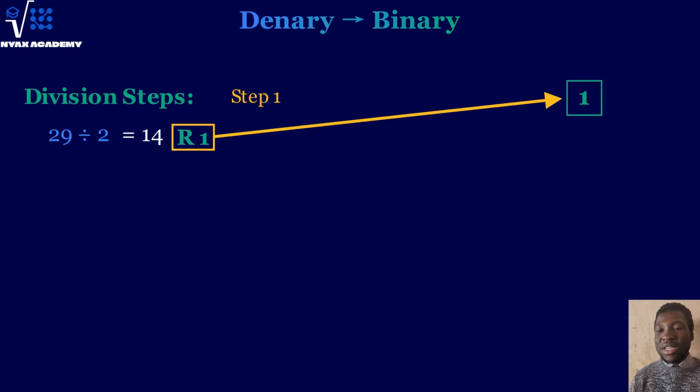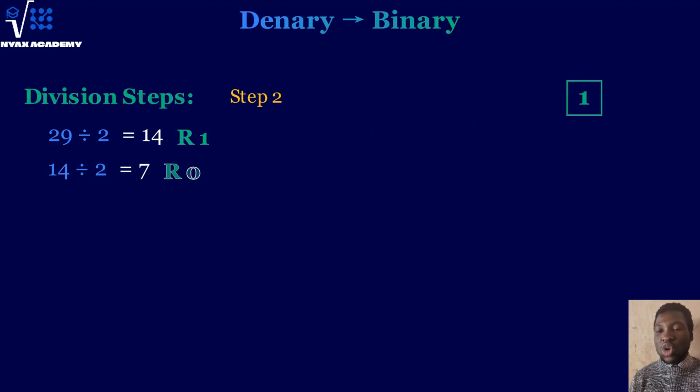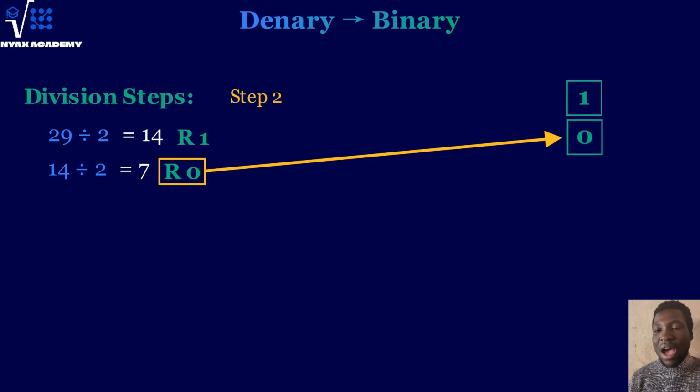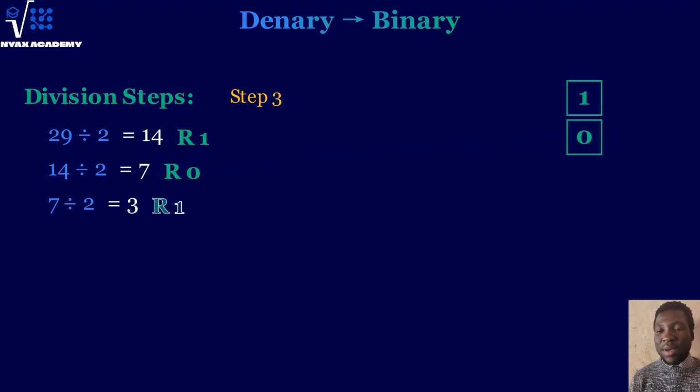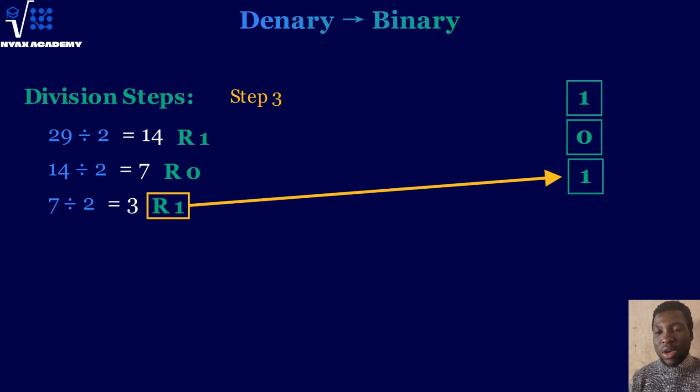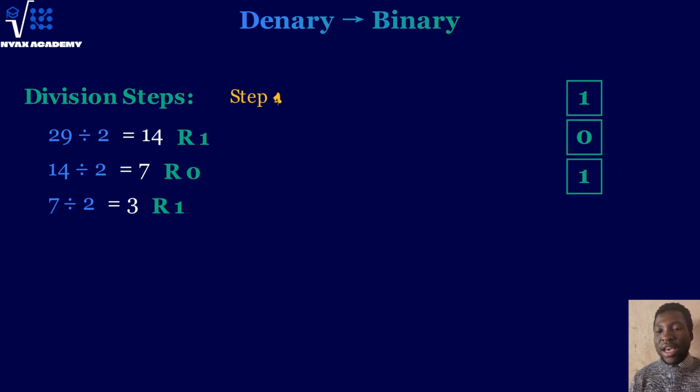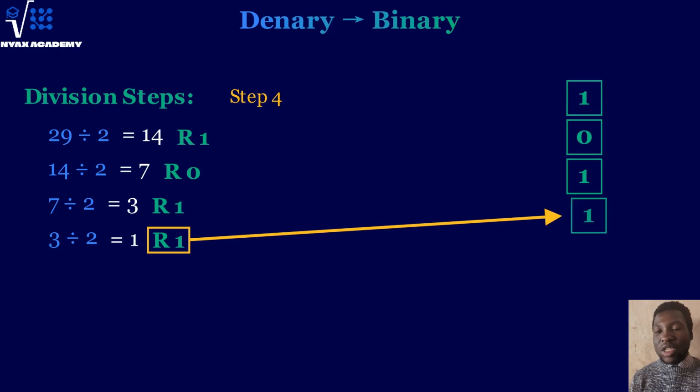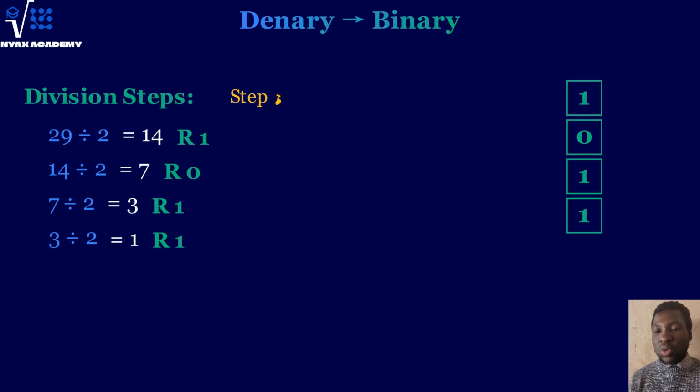We get 14, remainder 1. Then the 14 we got in our answer, we divide again by 2 to get 7, remainder 0. Our 7, we divide again by 2 and we get 3, remainder 1. Our 3, we divide by 2 again and we get 1, remainder 1. Our 1 as well, we divide by 2 and we get 0, remainder 1.